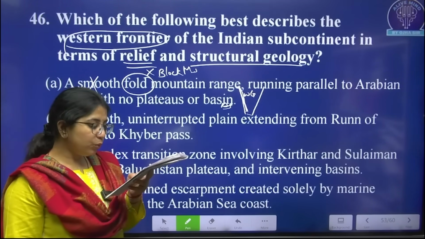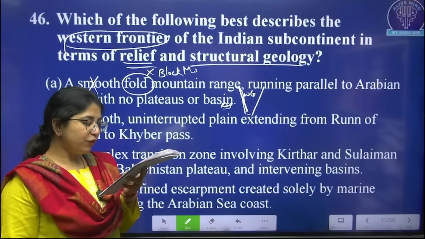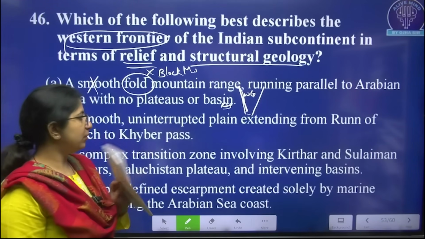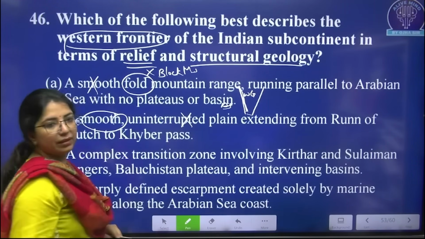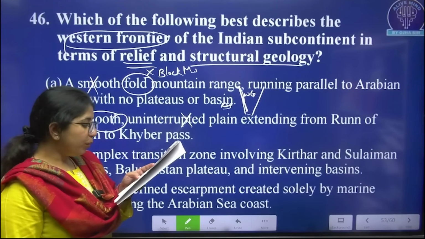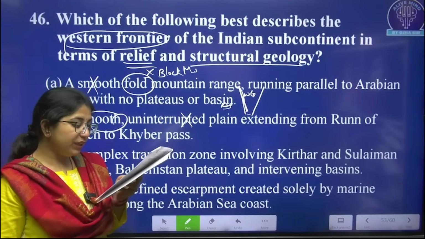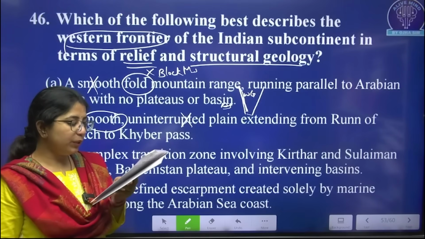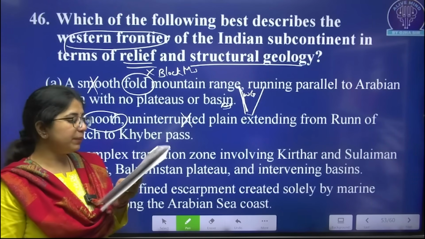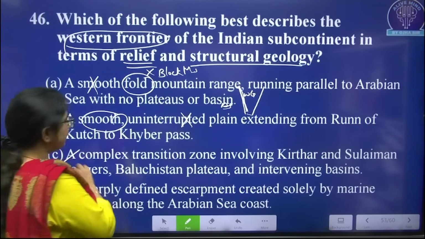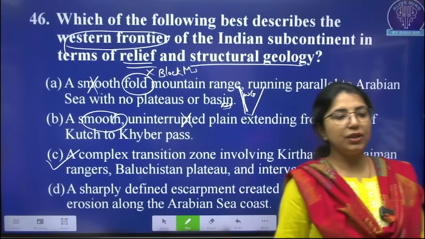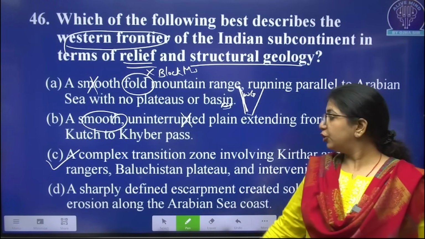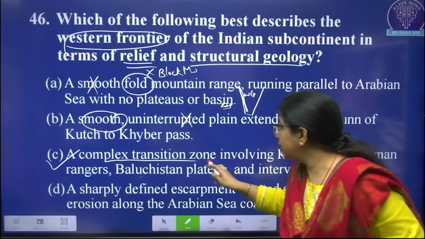Then is a smooth uninterrupted plain extending from Rann of Kutch to Khyber Pass. No, it is not a smooth and uninterrupted plain. A complex transition zone involving Kirthar and Sulaiman ranges, Baluchistan plateau and intervening basins. Yes, the answer is C. There are mountain ranges, there are plain ranges, there are desert regions. So there is a complex transition zone.